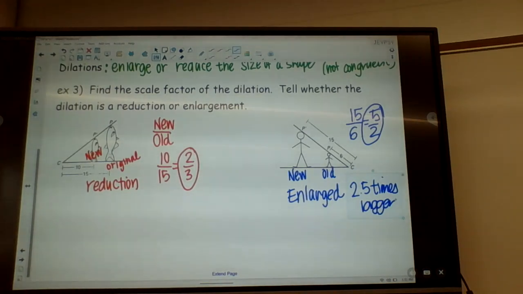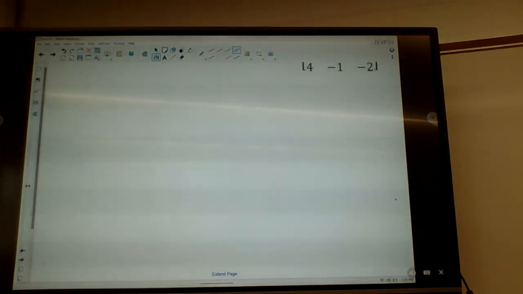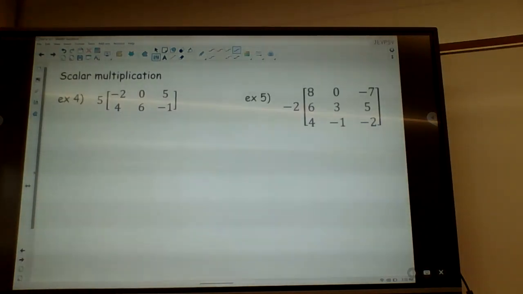All right, so we're gonna flip the page here. And we're gonna talk a little bit more about scalar multiplication. And I'm gonna try to show you guys how that connects. So we did scalar multiplication yesterday, remember, or this is where we distribute.